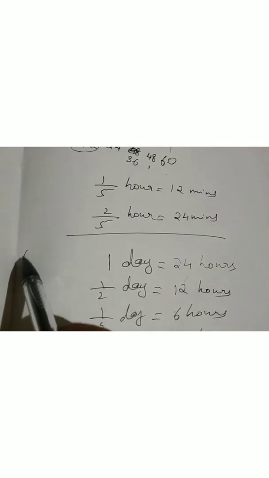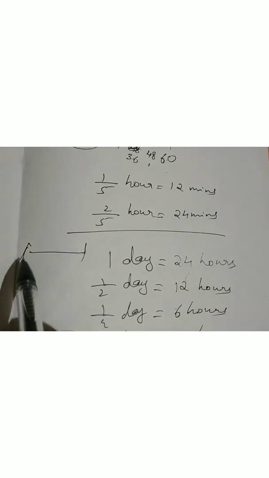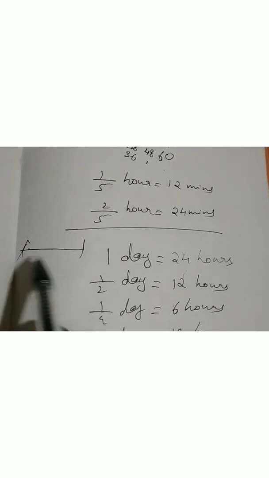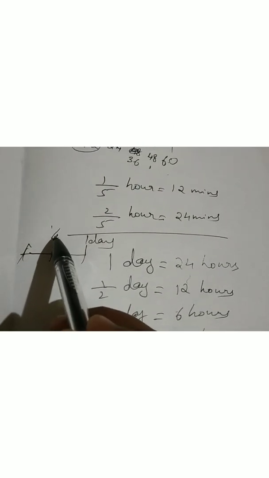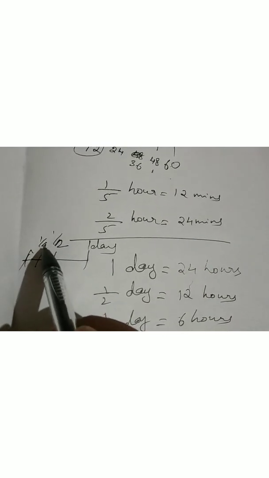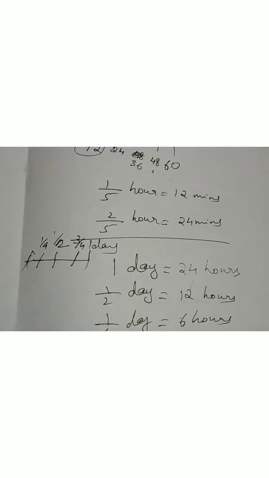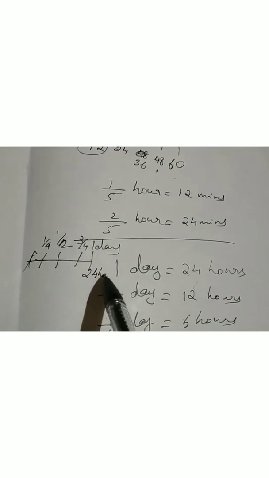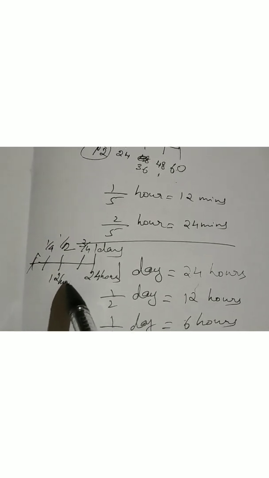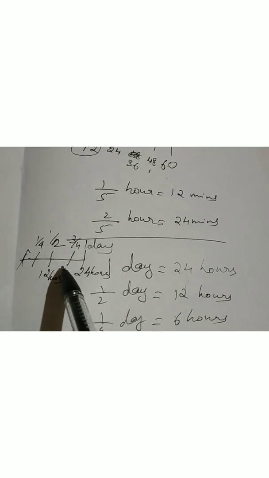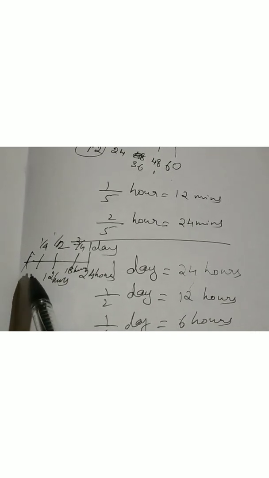Why? Because this is representing 1 day. Okay. 1 day. So here will be half day. Here will be quarter. Here will be 3/4. Okay. Then this 1 day, we know that is 24 hours. Then half of a day will be 12 hours. Here will be 18 hours. Then this will be 6 hours. Clear?